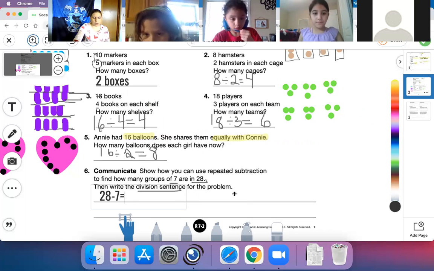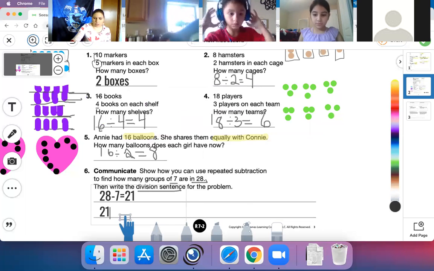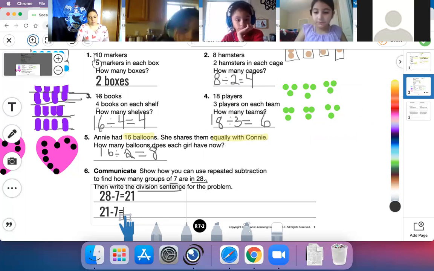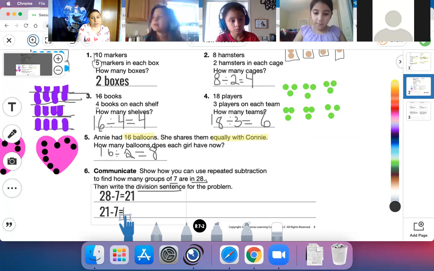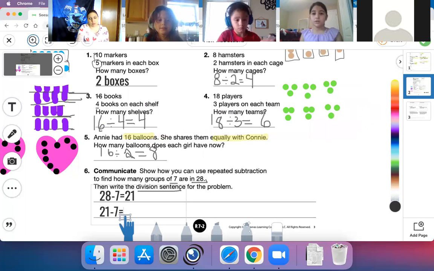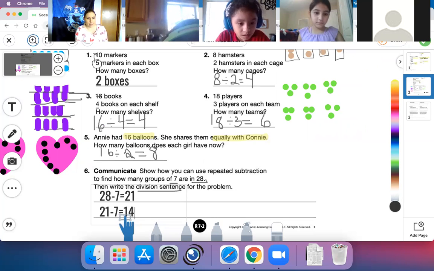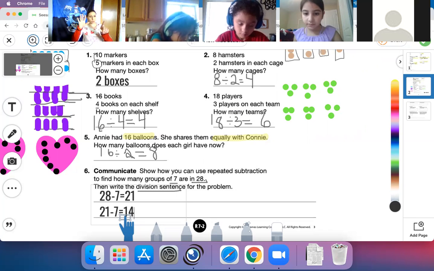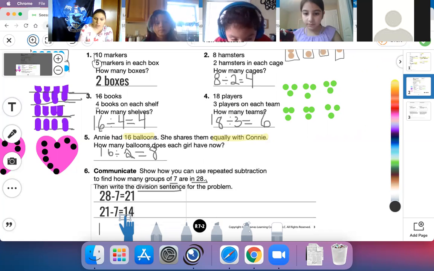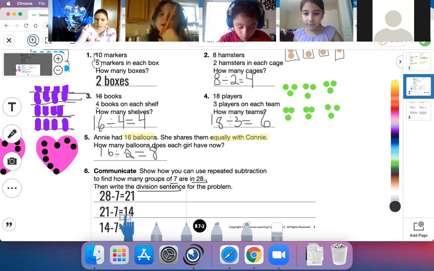21. And then I take 21 and I take away 7. How many are left? 21 minus 7, you guys. 14. Taking away 7 from 21: 21, 20, 19, 18, 17, 16, 15, 14. Now I have 14. Take away 7. How many are left?